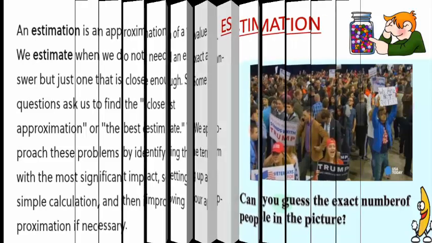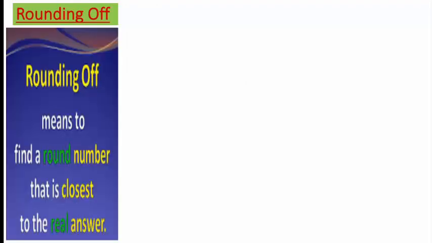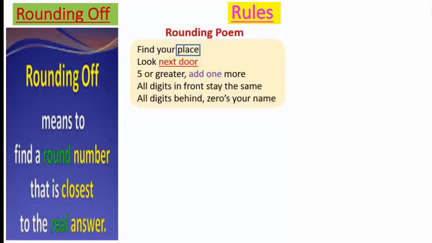Clear, children? Now let us come to rounding off. What is rounding off? Rounding off means to find a round number that is closest to the real answer. Now let us come to the rules of rounding off. This we will learn with the help of one rounding poem. So what does your poem say here? Let us see one by one.